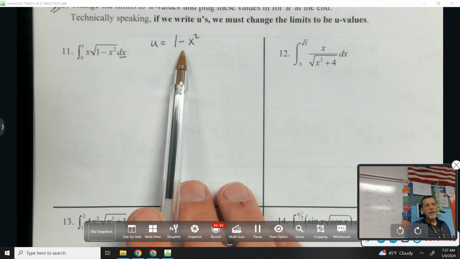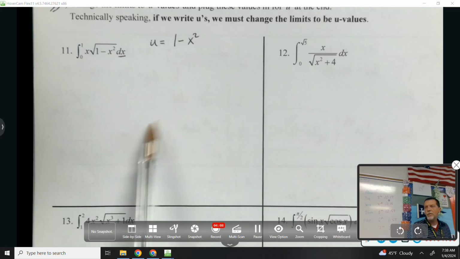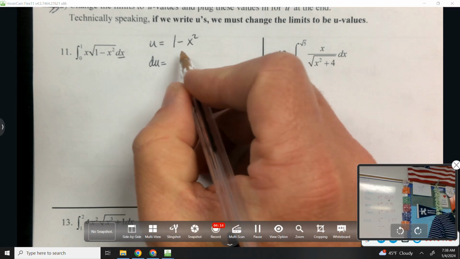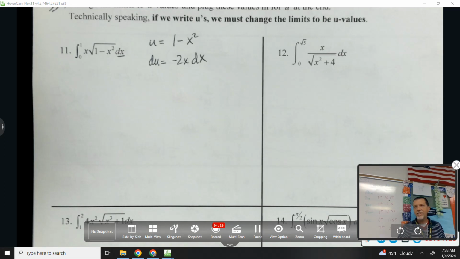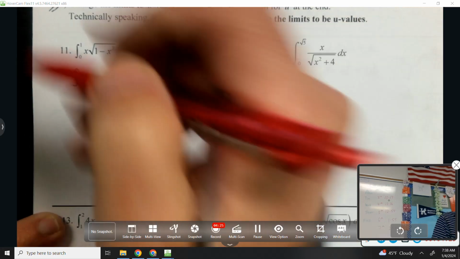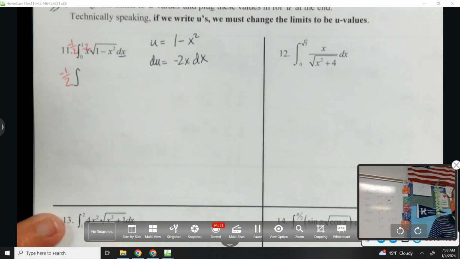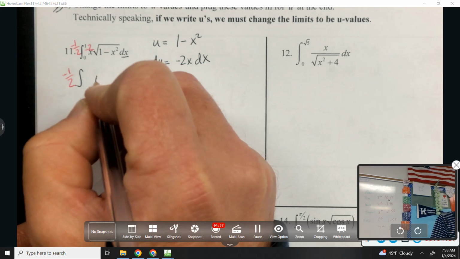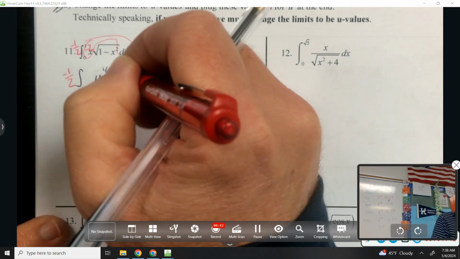Again, you want to pick u to be kind of complicated to make your integrand simpler looking, but not too complicated because then du is a mess. So you make it a little bit complicated, but not too complicated. Okay, so du would be negative 2x dx. So far everything is the same as we did yesterday. So I need a negative 2 on there, which means a negative 1/2 out front. And then I've got the square root of u. I'm going to write that as u to the 1/2. And then all of this other stuff is du.